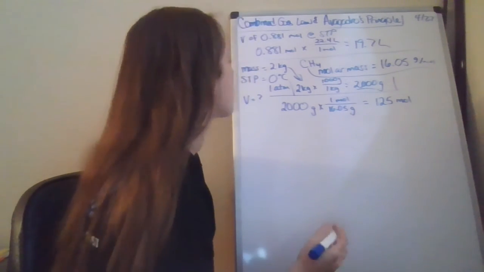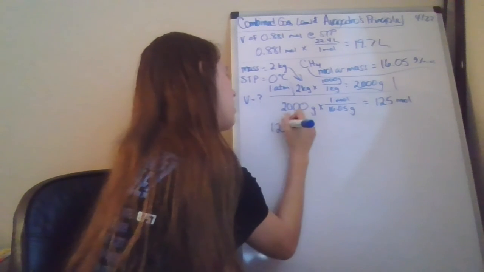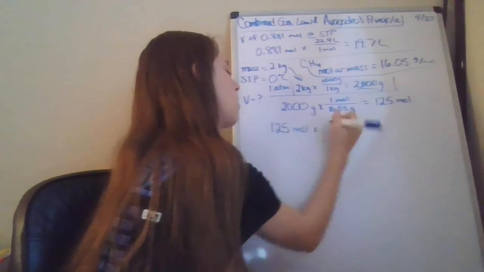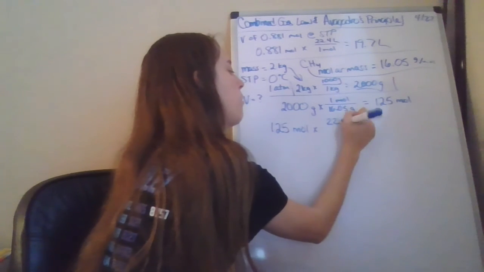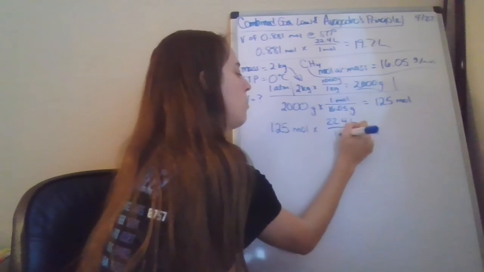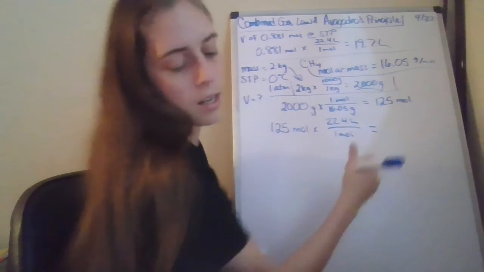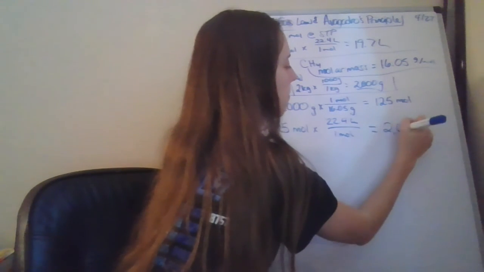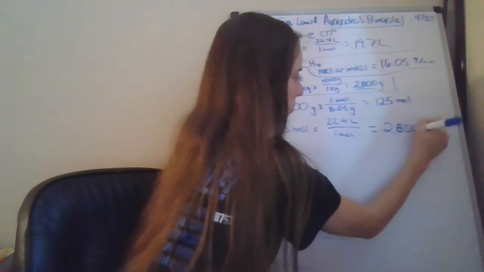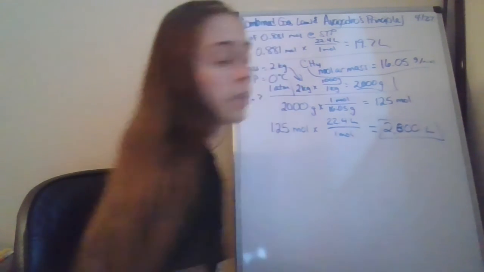Now we can go from moles to volume. So we have 125 moles times our conversion of 22.4 liters over 1 mole. 125 times 22.4 is 2,800 liters. And that's what it is.